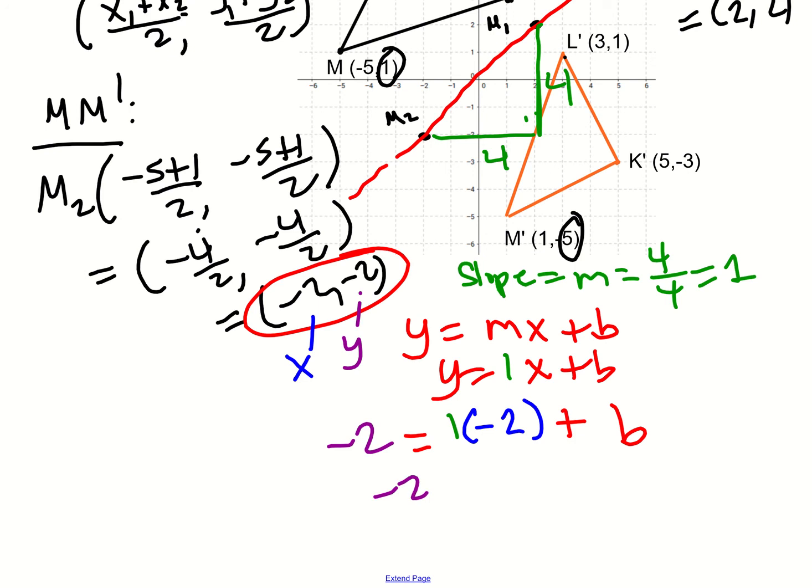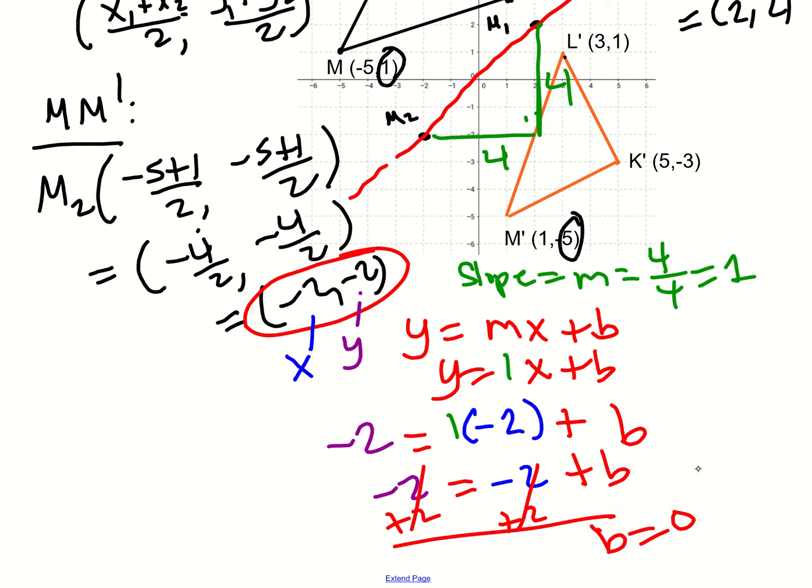So we have -2 equals -2 plus b. And if we add 2 to both sides, we get that b is 0. And so the equation of the line is simply y equals 1x, or just y equals x. So this is the equation of the line of reflection.